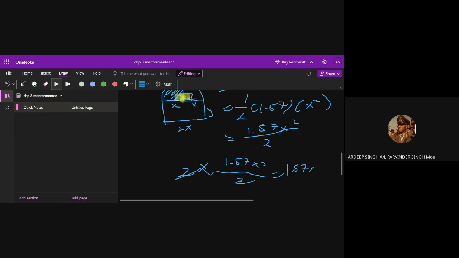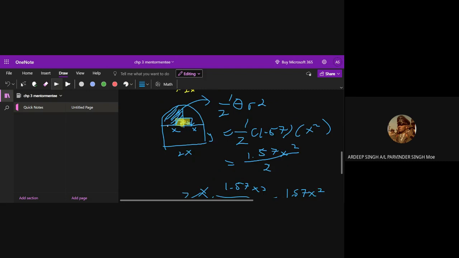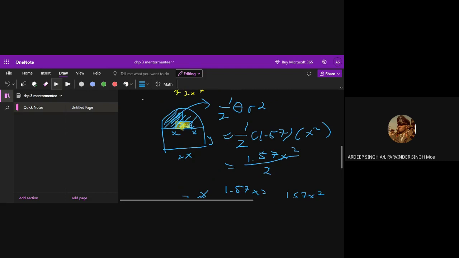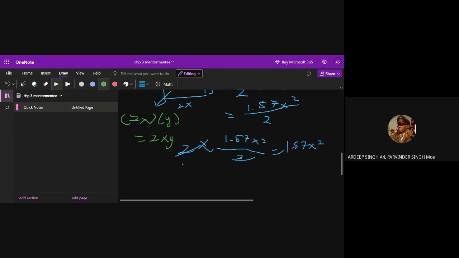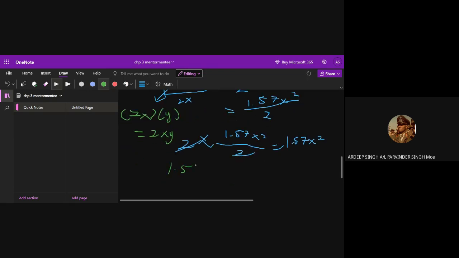You get 1.57 x squared. After that, we already found the area on top here. Now we want to find the area of here. So we take 2x times y, you get 2xy. Now I can say 1.57 x squared plus 2xy, you get altogether 105 cm squared. Voila, here you go.